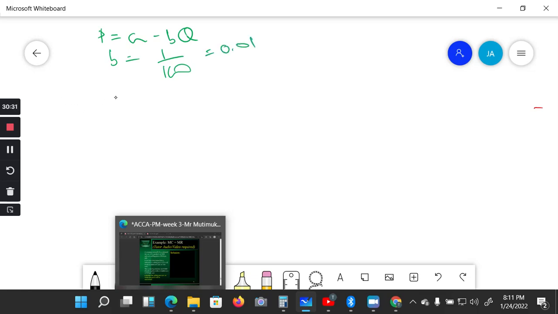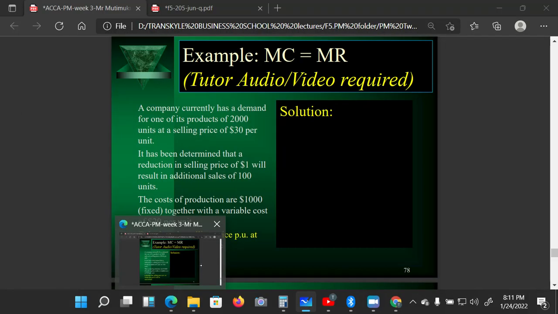Then let's determine our A. What is the current price? Usually A is just the current selling price plus the current demand. Simple as that. So A, that's 30. Just to remember, the 30 is the selling price of $30 per unit.